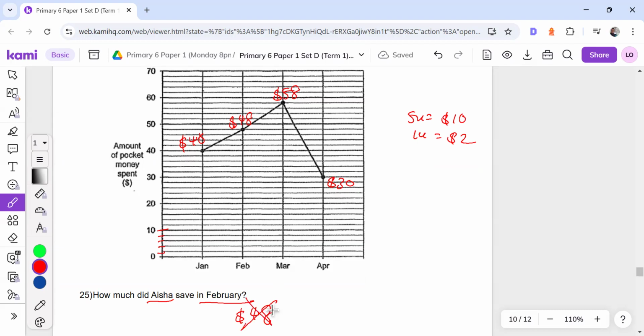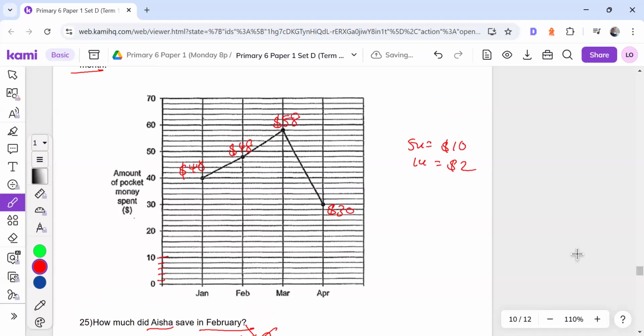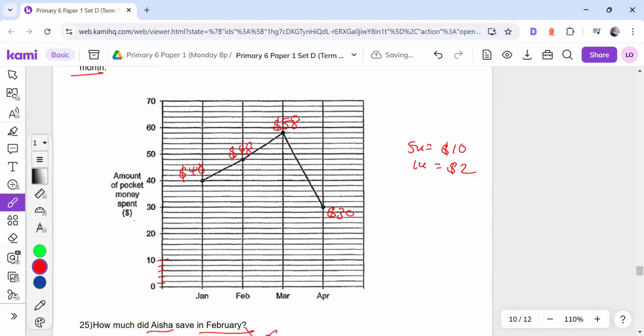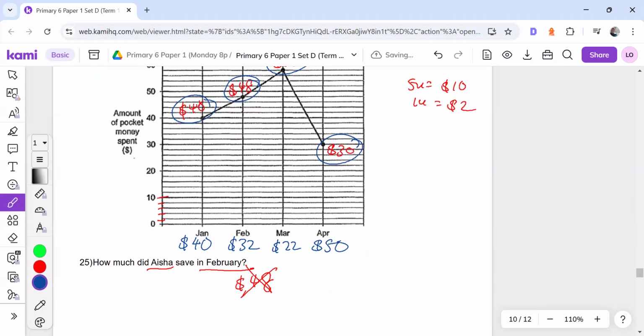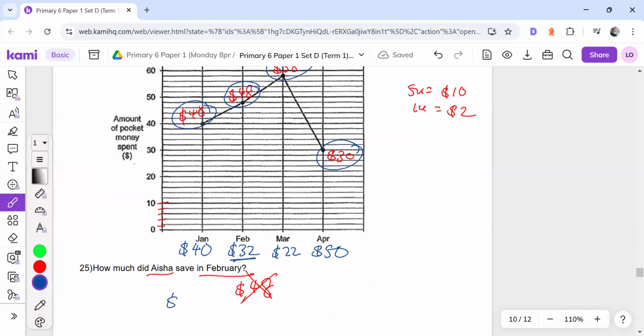But the answer is not $48 because the line graph shows the money that she spent every month. So how much did she save every month? Every month she gets $80. So you must take $80 minus 40. And she will save $40 in January. $80 again in February minus 48. And she will save $32. And then $80 again minus $58 that she spent, and she will get $22. And then she has $80 again for April, and you minus 30, and she saved $50. Right? So how much did she save in February? Answer $32. Am I correct?